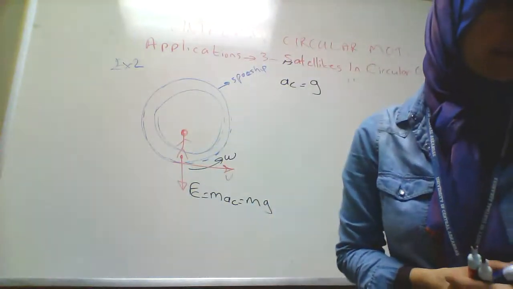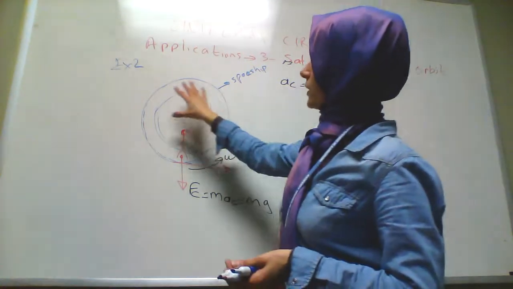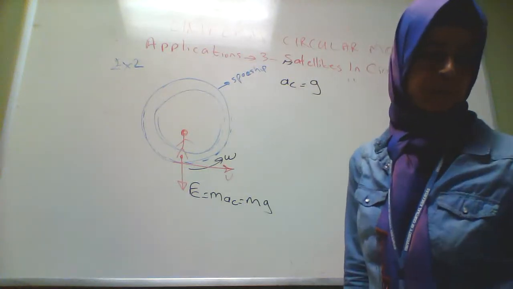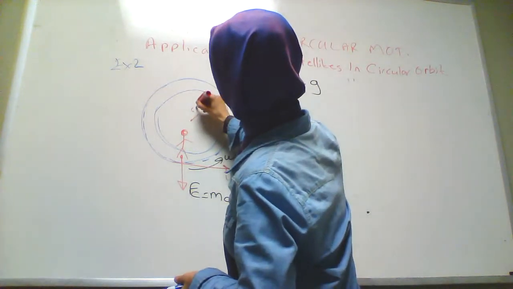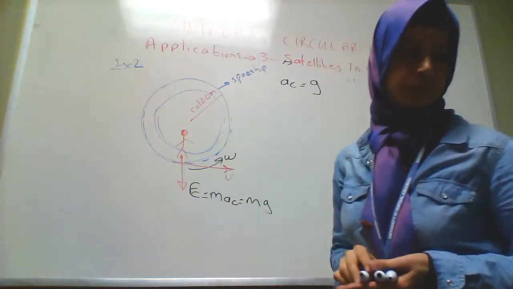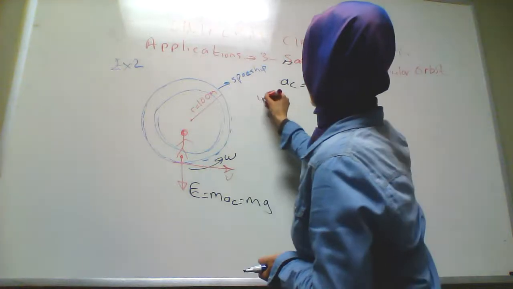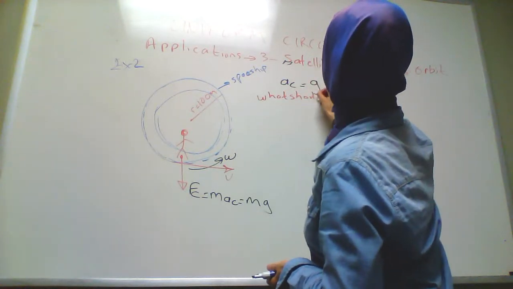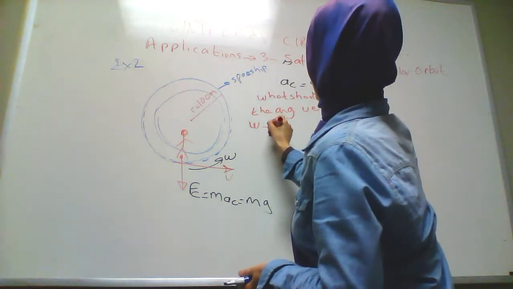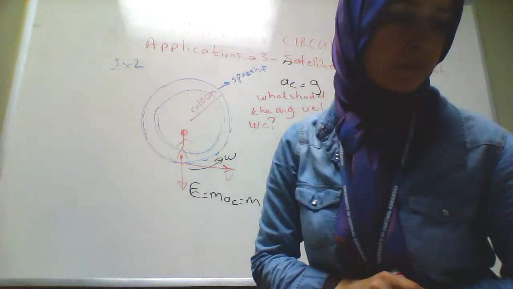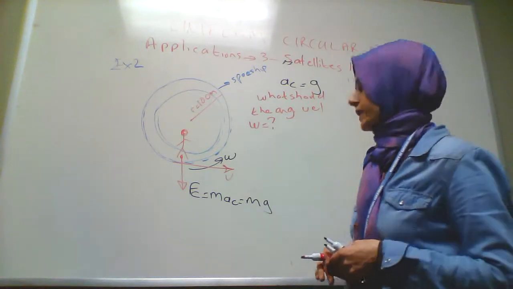And the question here asks: in the figure we see an astronaut walking on a circular chamber of a spaceship. If we assume the radius of this chamber is 100 meters, what should the angular velocity of the spaceship be? What should the angular velocity omega be in order to provide an acceleration which is the same as the gravitational acceleration?